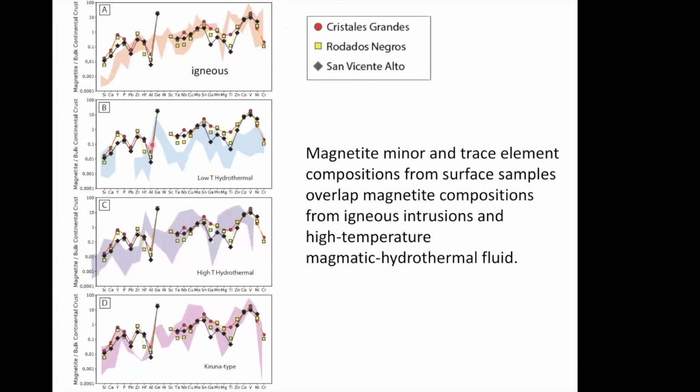Here I've got some multi-element or spider diagrams where magnetite is plotted relative to bulk continental crust. I've got different fields plotted on each of these. This is after a paper that Sarah Dare wrote a few years ago, where I've got a field in the top panel for magnetite from igneous rocks. The blue here in panel B is magnetite from low temperature hydrothermal systems. The purple here is magnetite from high temperature hydrothermal systems. I'll focus your eye on the data again from Laco, where the magnetite minor and trace element compositions from surface samples overlap magnetite compositions from igneous intrusions and high temperature magmatic hydrothermal fluid.